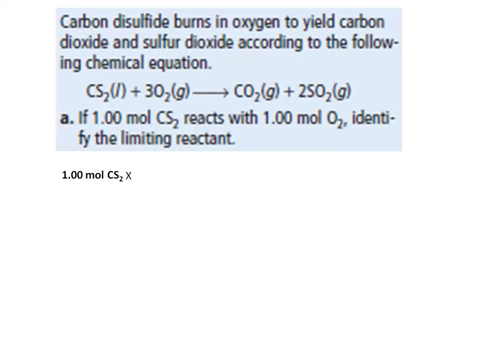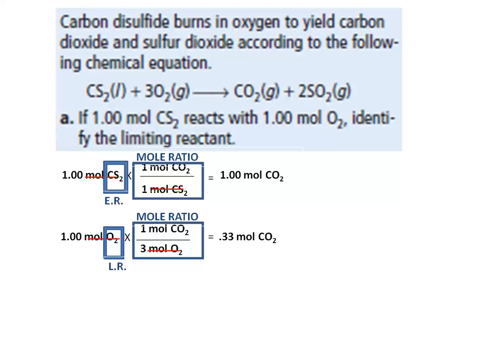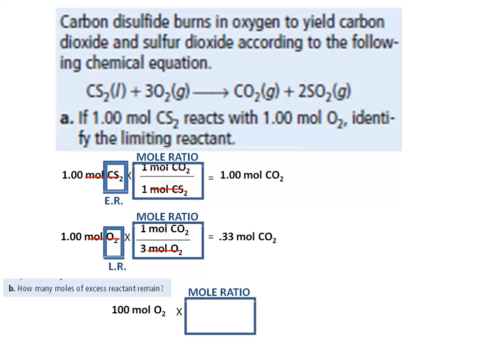All right. Now that the craziness is gone, we were talking about right here. How many moles of the excess reactant remain? So this is just like the previous problem. So if we start with 1 mole of O2, because that's our limiting reactant, we want to do a one-step mole ratio from one reactant to the other. So we want to go from O2 to CS2, which gives us 0.33 moles of CS2.